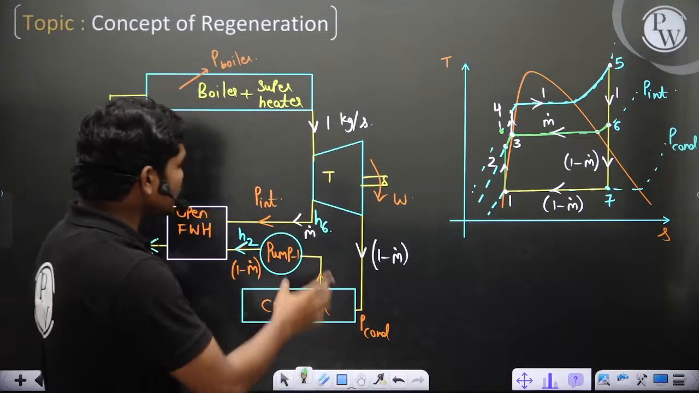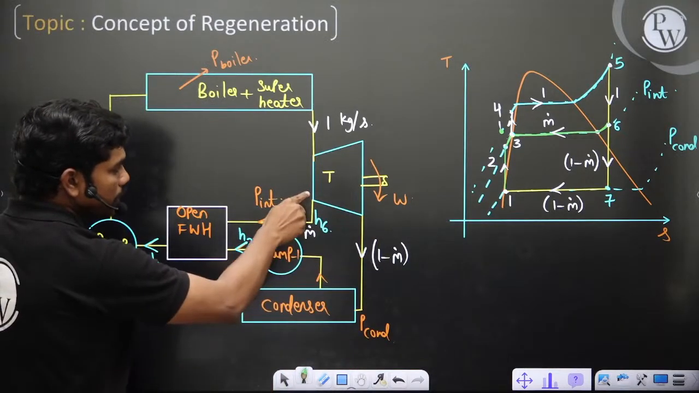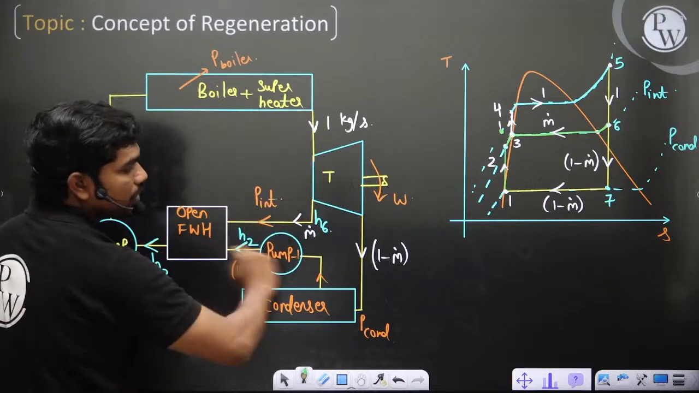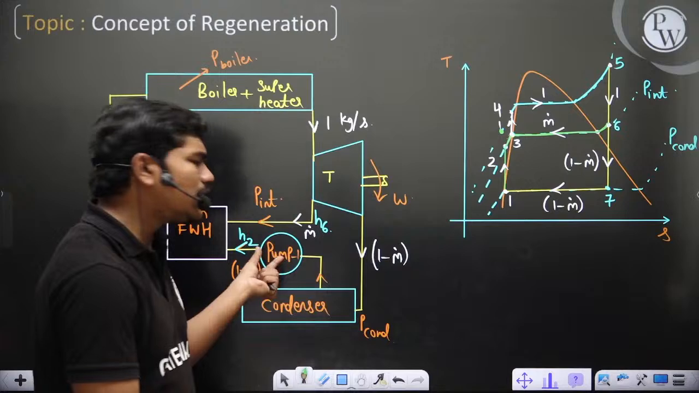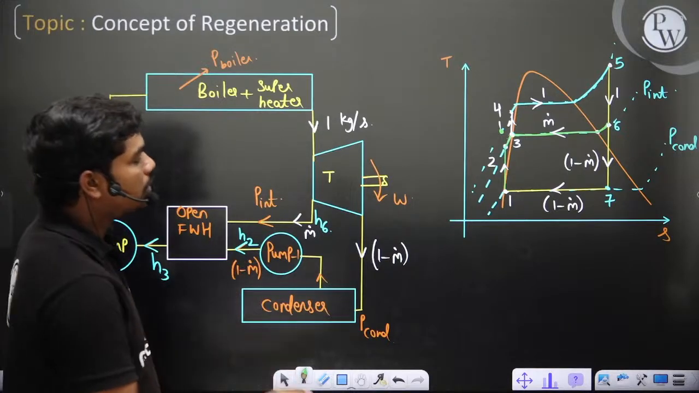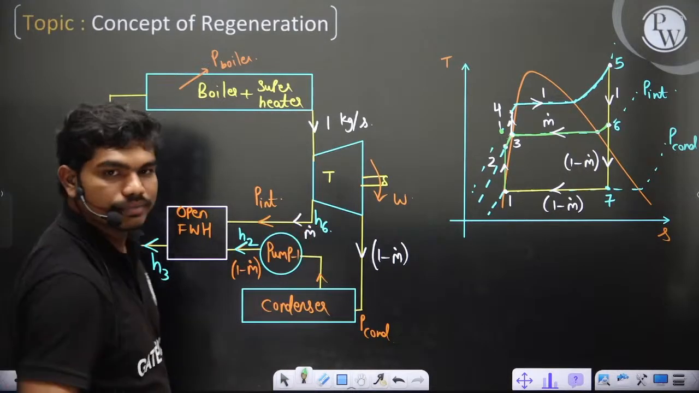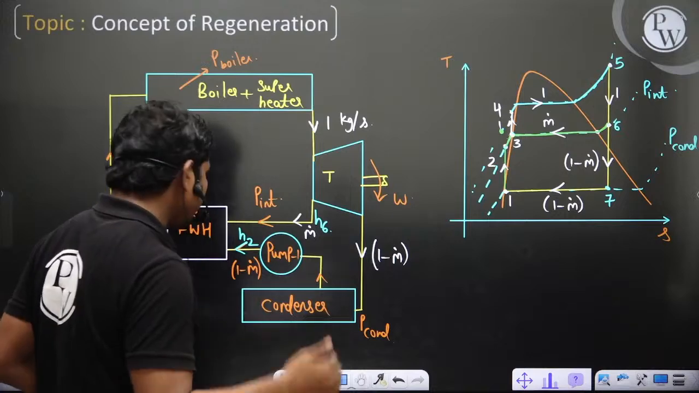Because of course, even if you neglect this small pump work, because of bleeding out m dot from this turbine, clearly this work falls. This pump won't consume much energy, practically speaking, but since you are taking out some mass from the turbine, the amount of work is actually reduced.